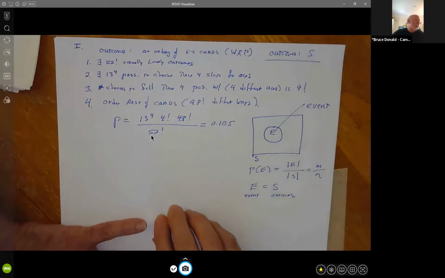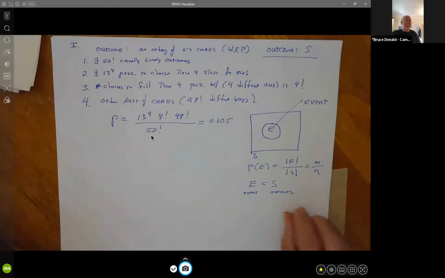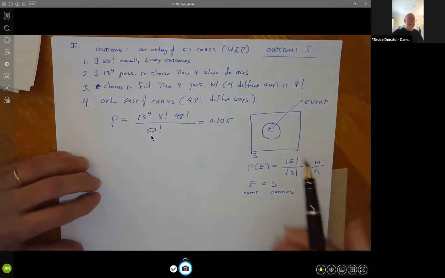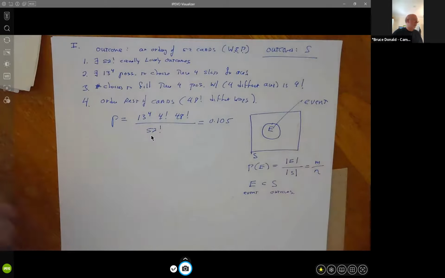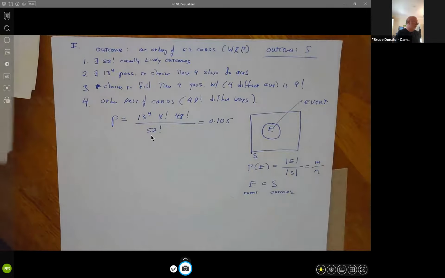Now, I should mention that a lot of what we're doing with probability also generalizes to continuous probability, but we need to think about that a little more carefully. There we'd be looking at the area of E versus the area of S or something like that. I'll do a little more of that next time. Okay, so this is our framework for computing things about probabilities in the case of cards.